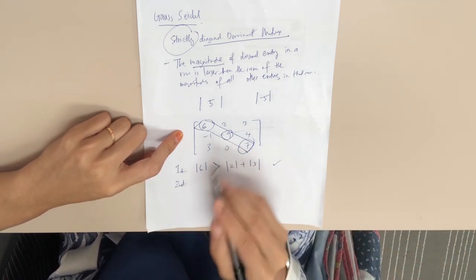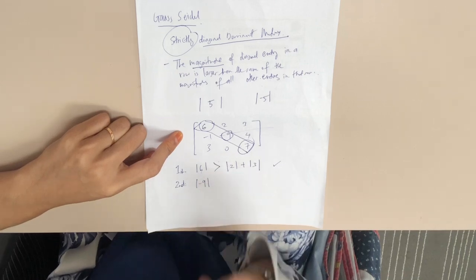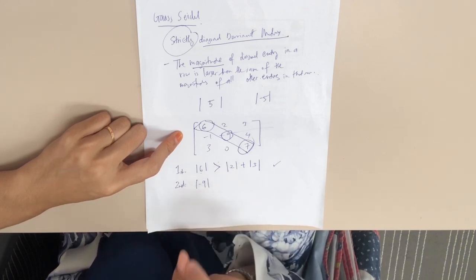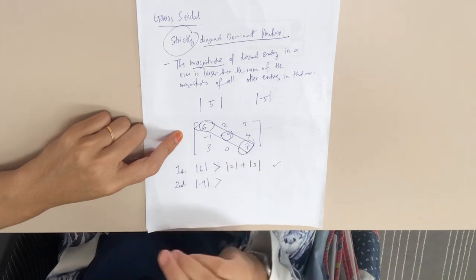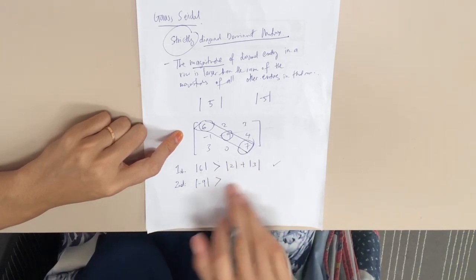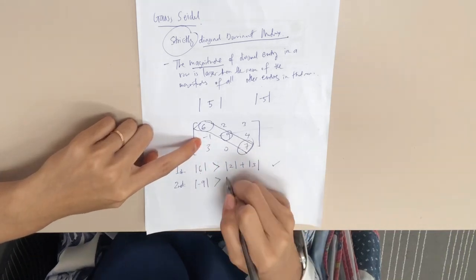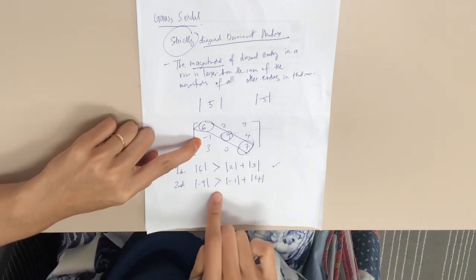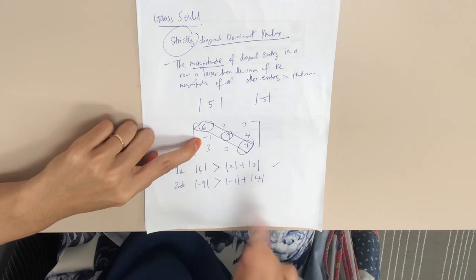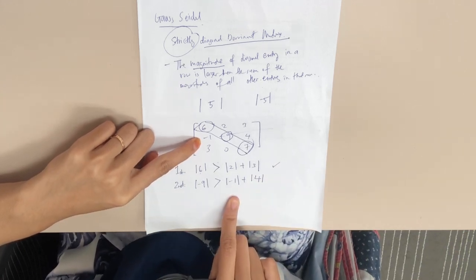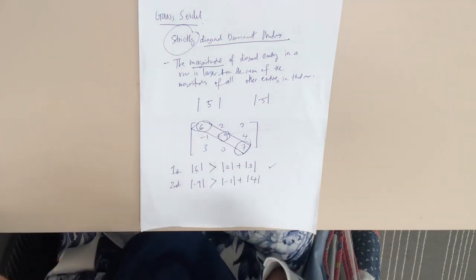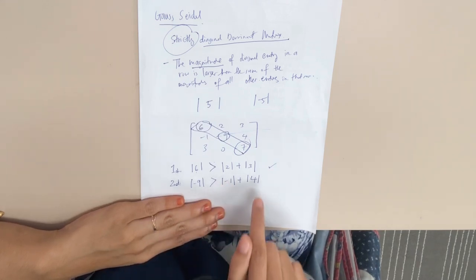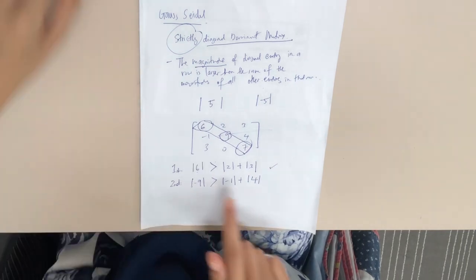Okay, second row, the diagonal entry here is negative 9. But you must put a magnitude, right? Because it's magnitude, so we will consider it as a positive value. So then we want to check whether 9 is greater than the other two numbers or not. The other two numbers here are negative 1 and 4. This negative 1, we will consider as a positive because it already has a magnitude. So it's no longer negative, it is positive. So 1 plus 4 is 5. So is 9 greater than 5?